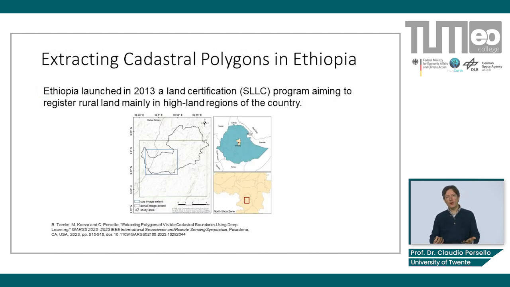We have been working on cadastral boundary extraction for many years here in ITC. As an example, I want to mention the study of the master's student, Bedru Tareke, who designed a deep learning approach to extract visible cadastral boundaries in Ethiopia. The country launched, indeed, in 2013, a land certification program aiming to register rural land, mainly in the highland regions of the country.